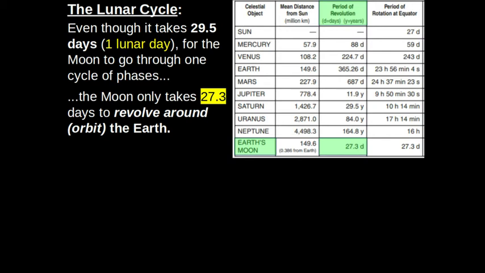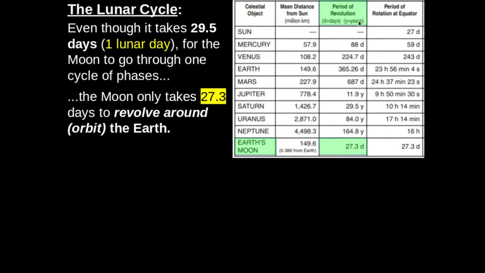All right, so even though it takes about a month or 29.5 days for the moon to go through one cycle of these phases, it actually only takes slightly less than that to revolve around the Earth. It only takes about 27.3 days to get around us. And this over here is a chart you're going to be learning a little bit more about in our next lesson. It's from page 15 of the reference tables, and it's called the Solar System Data Chart. So it has a bunch of information about the Earth and all the other planets, and at the very bottom of this chart, you'll see information about Earth's moon.